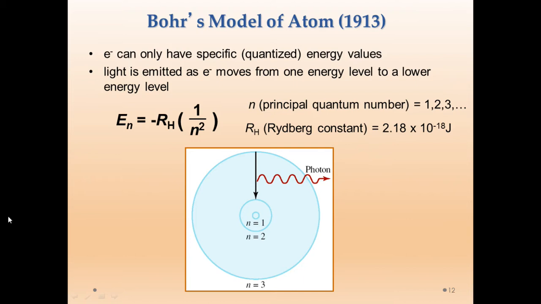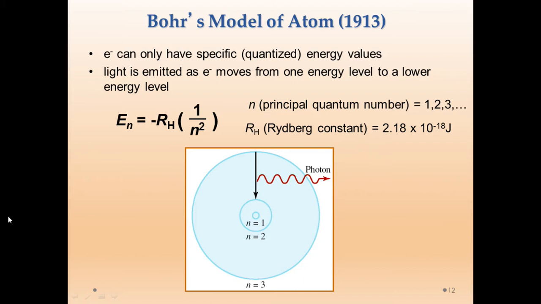From the ground state, it jumps to the excited state, but it can't stay there forever. It will come back to the ground state again. When it comes back, it loses energy in the form of wavelengths. Then we can calculate the photons. So, at a specific energy value, light is emitted as an electron moves from one energy level to a lower energy level. So here it is actually the excited state to the ground state.